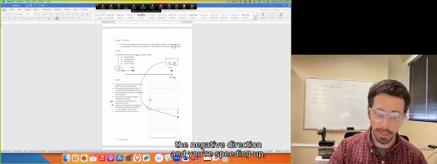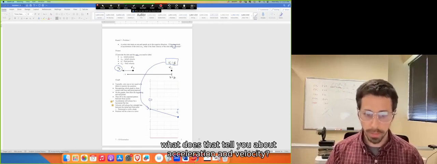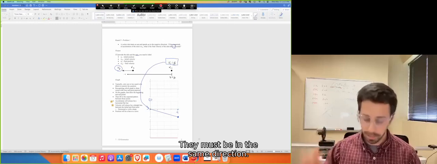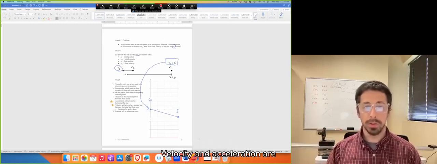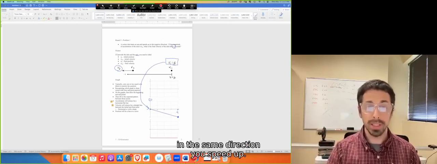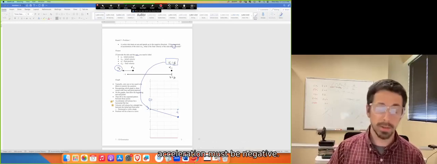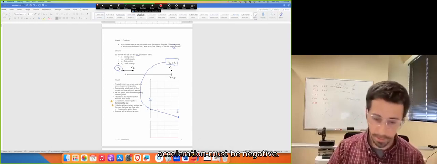The other way I could have known that my acceleration was negative is if you're moving in the negative direction and you're speeding up. What does that tell you about acceleration and velocity? They must be in the same direction. So if velocity and acceleration are in the same direction, you speed up. If you're speeding up, velocity is negative, acceleration must be negative.